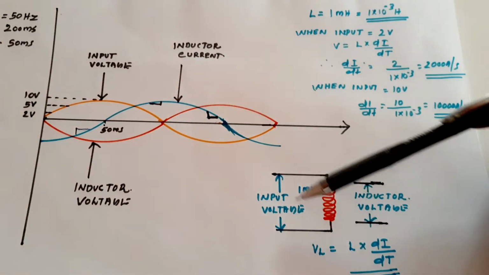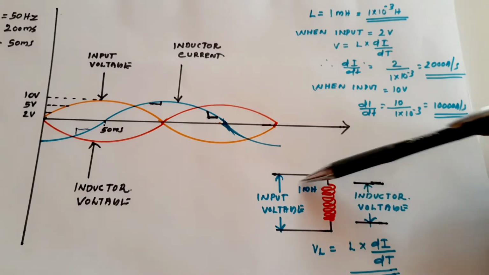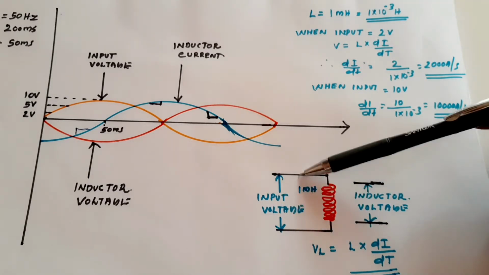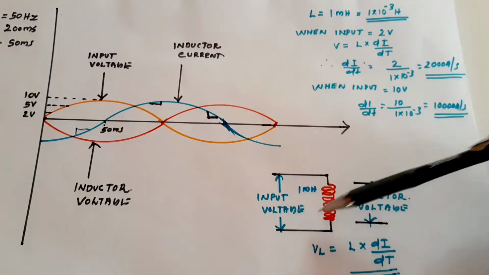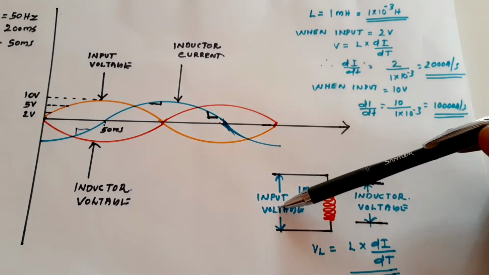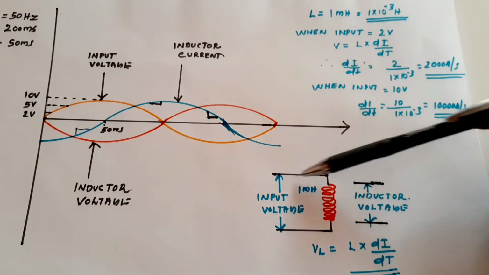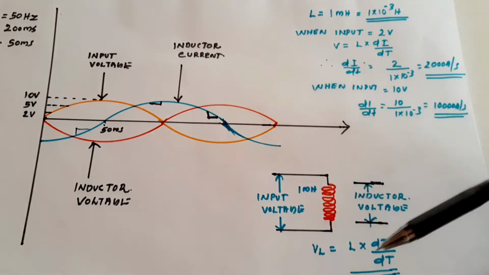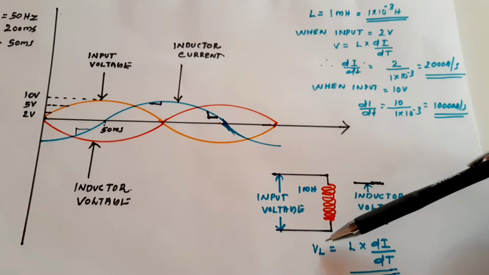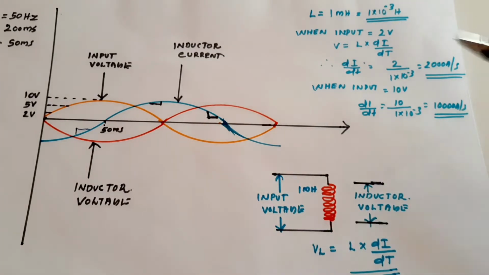In order to know that, we assume that we are applying an input voltage to this inductor. This is a 1 millihenry inductor, and a sinusoidal voltage of maximum 10 volt peak is applied to the inductor, and the inductor voltage is opposing it. If plus voltage is applied here, the polarity will be plus at this end. To oppose this input voltage, as we know, the equation of the voltage of the inductor is L into di by dt. We consider the inductance of the inductor as 1 millihenry.